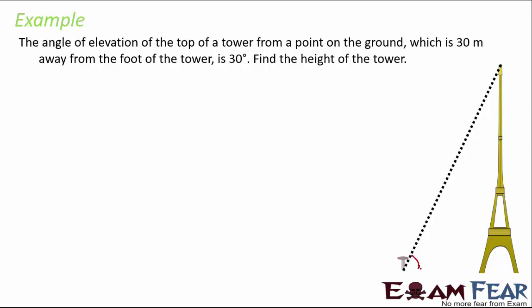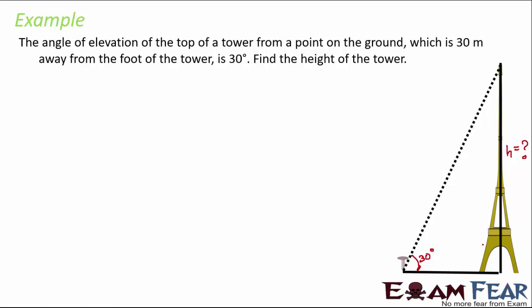So this elevation is 30 degrees, right? With the ground, it makes an angle of 30 degrees. We have to find out the height of the tower, right? And it also tells the distance of this point from the tower. So let us look at this question now.